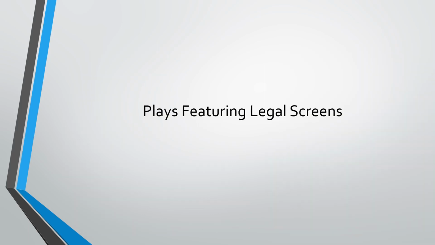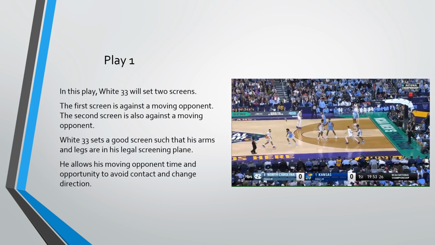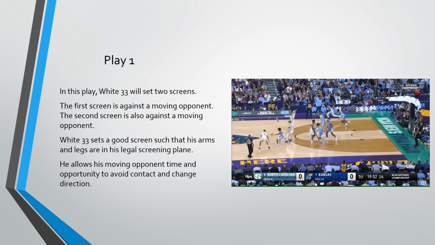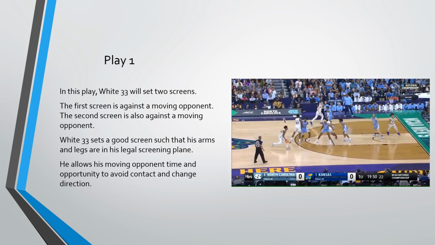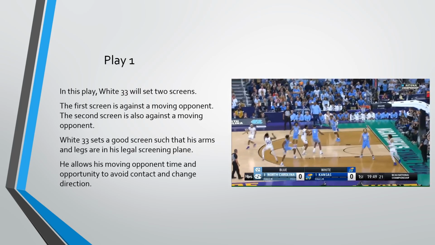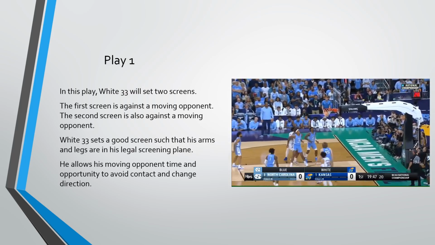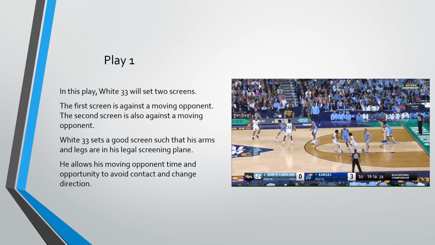We're going to look at 4 plays that feature screens that are legal. In this play, white 33 will set 2 screens. The first screen is against the moving opponent. The second screen is also against the moving opponent. White 33 sets a good screen such that his arms and legs are in his legal screening plane. He allows his moving opponent time and opportunity to avoid contact and change direction.